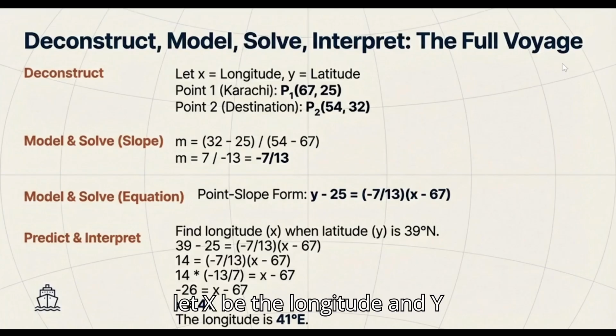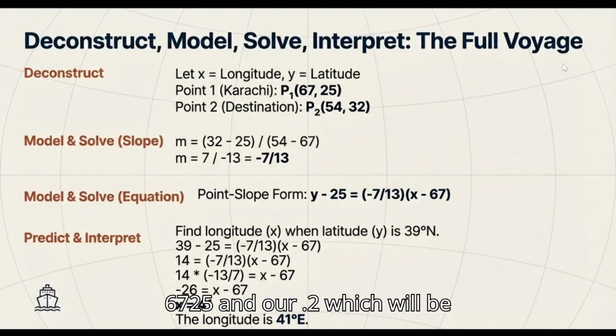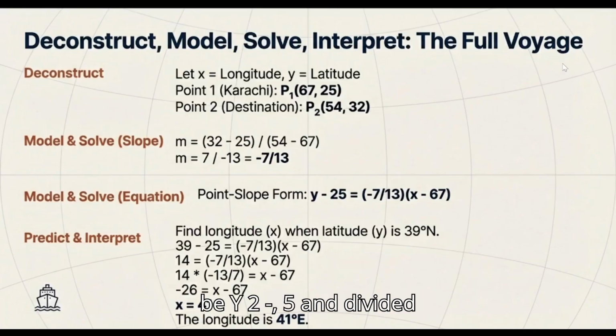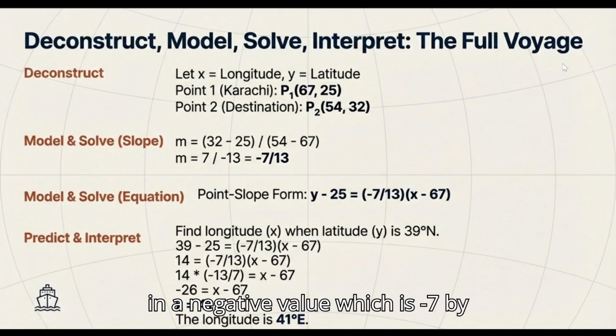Deconstructing the problem, let x be the longitude and y be the latitude. That means our point 1, which is of Karachi, will be 67, 25. And our point 2, which is our destination, will be 54, 32. If we find the slope, which is y2 minus y1 divided by x2 minus x1, we get our slope as a negative value, which is negative 7 by 13.